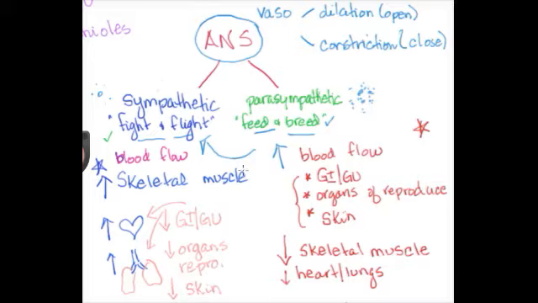So people that are in the parasympathetic side of the nervous system, they tend to have warm and dry skin.